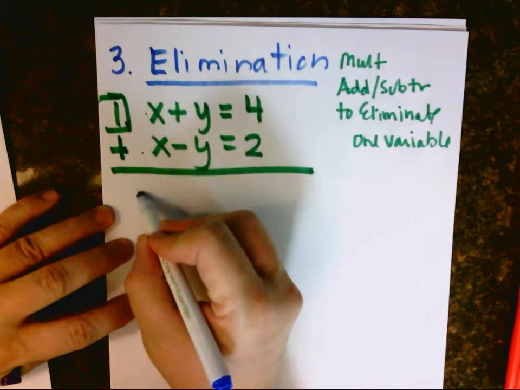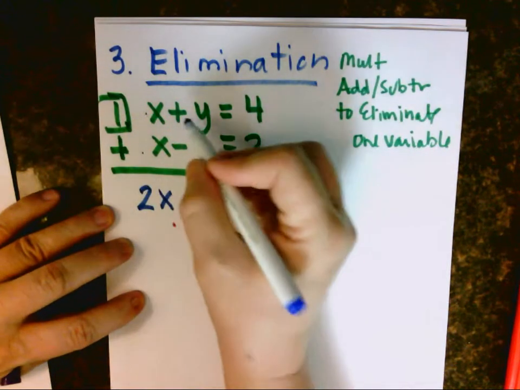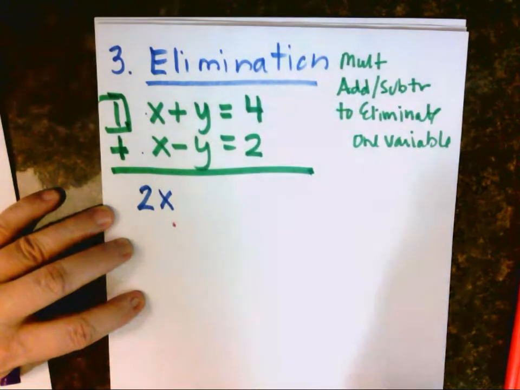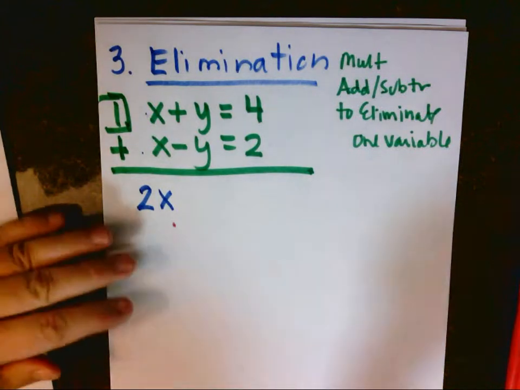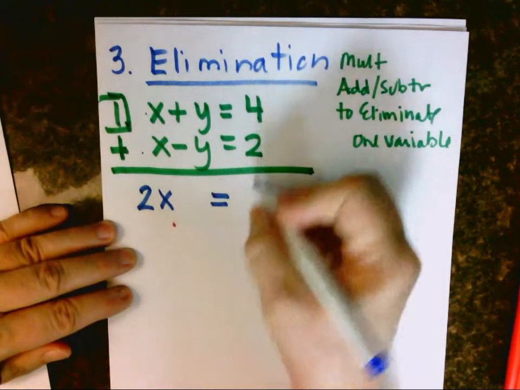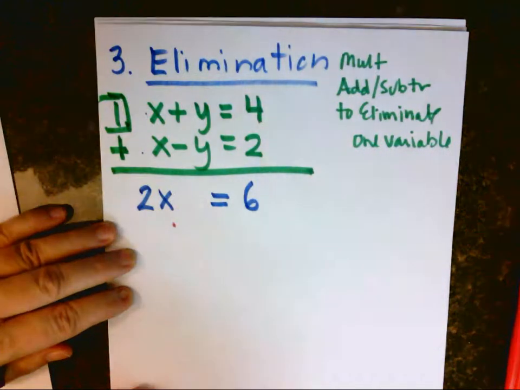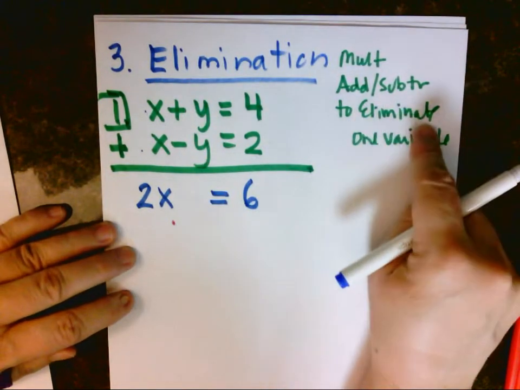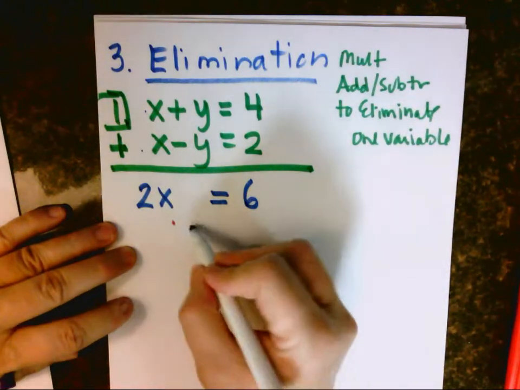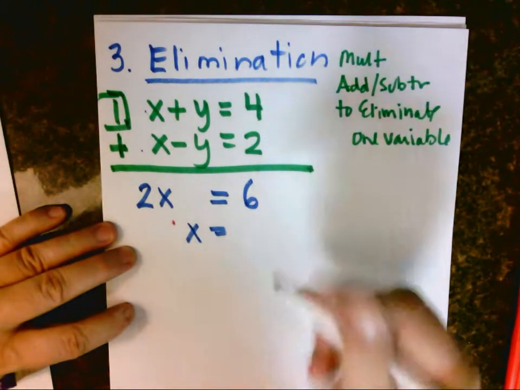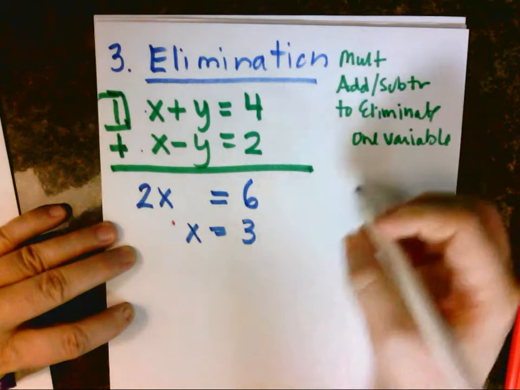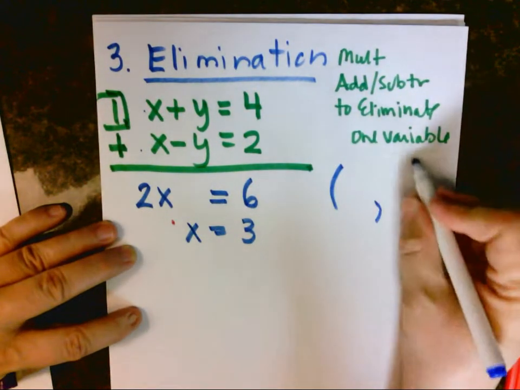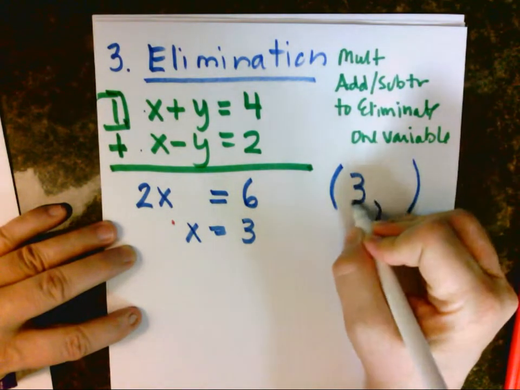X plus X will give us 2X. Positive Y and negative Y make 0Y, so we eliminated the Y. And add the 4 and this 2 and we get 6. So by adding these two together, we wanted to eliminate one variable and we did. So now we can divide by 2, and X has to be 3. So for the ordered pair to solve this, the X is 3.